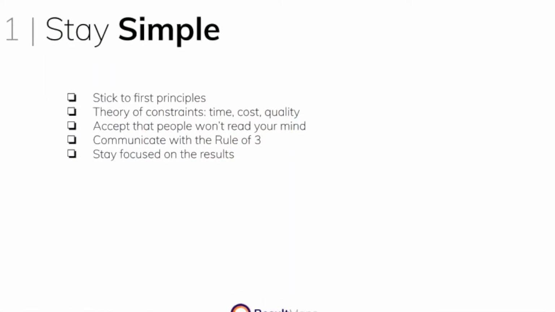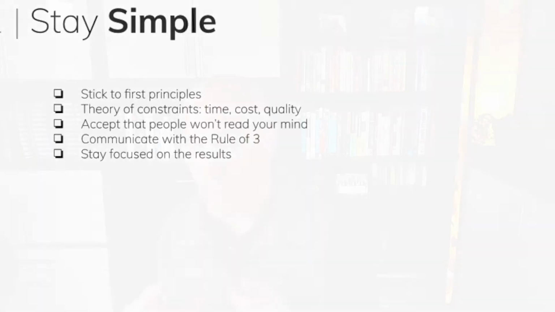So in order to get around all that, we're going to work to keep things simple. How are we going to keep things simple? Well, we're going to start from the idea of first principles. First principles are ideas that we can build on top of because they are always true. So the first of those first principles I'm going to give you that allows us to keep things simple is the theory of constraints.